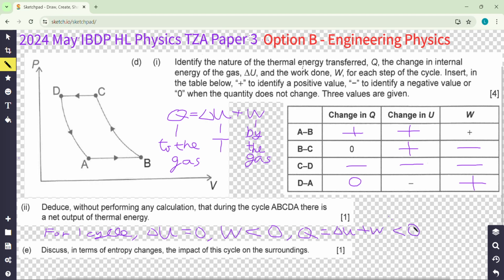And then the last is to interpret it, okay? So it is negative Q overall. So you have to add the word overall. It's better, okay? So Q is negative, so the overall heat flows out from the gas. There is an output of thermal energy, so heat flows out from the gas, okay?